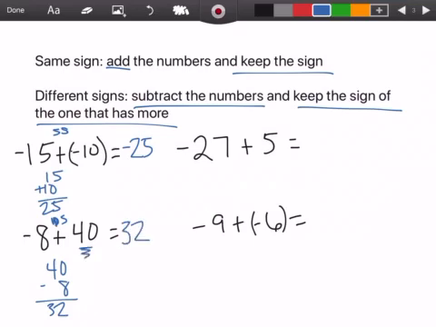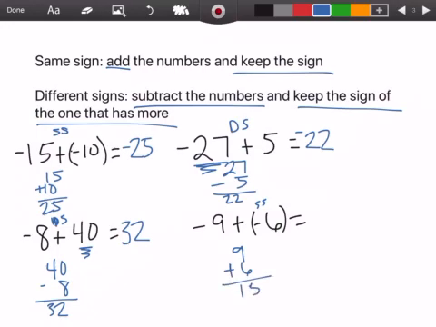All right, negative 27 plus 5. I have a negative and I have a positive. That's different signs. I'm going to subtract 27 minus 5. Gives me 22. Okay, which one has more? More negatives. So it's a negative 22. And the last one, negative 9 plus negative 6. These are the same sign. They're both negative, so we add 9 plus 6. We end up with 15, and we keep the negative sign. All right, put these examples into your journal, and we'll work on it more tomorrow.